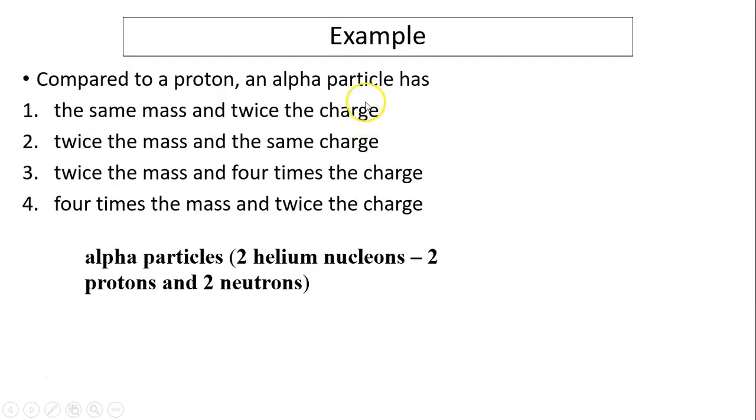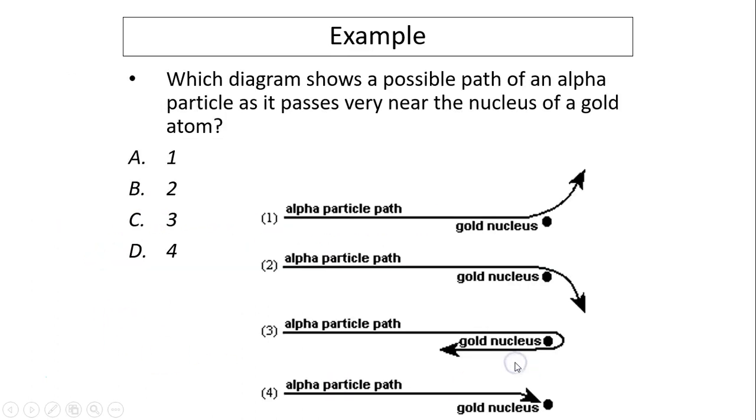Another example: compared to a proton, the alpha particle has... So what is the alpha particle? An alpha particle has 2 protons and 2 neutrons. So it must have 4 times the mass, because neutrons have about the same mass as protons. So it's 4 times the mass and twice the charge.